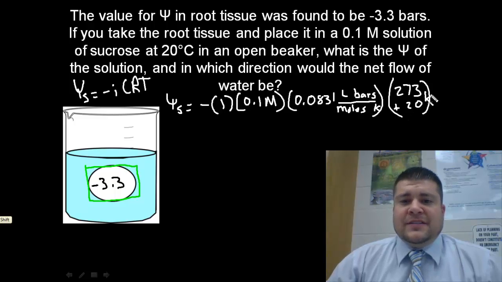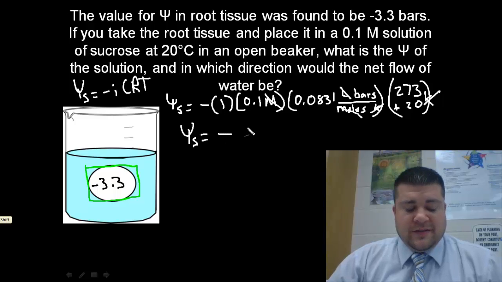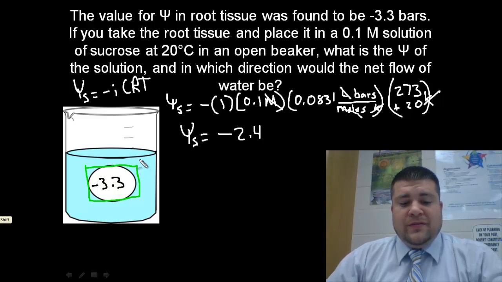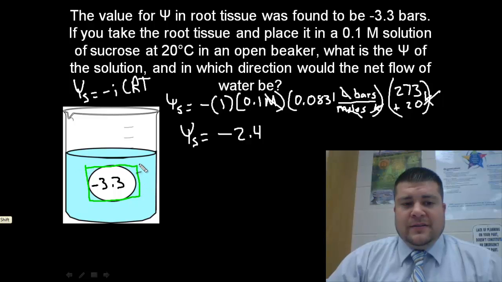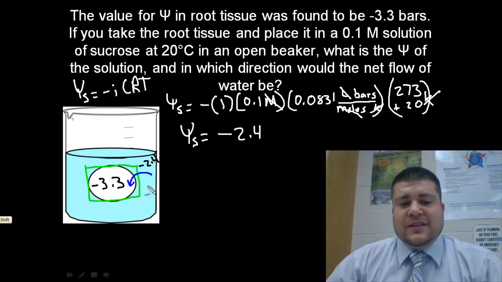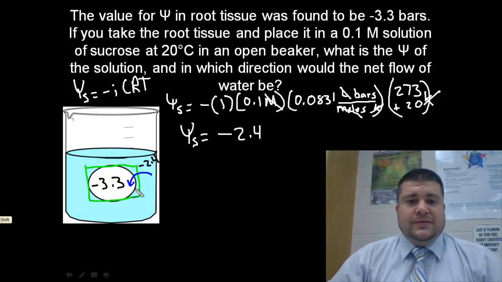And so if Kelvins is on top, let's do all the crossing out here. We've got Kelvins. Moles is moles per liter, so the opposite of that is liters per mole, and we're left with bars. So if we do the psi S and multiply this all out, it's going to be a negative 2.4. So hopefully you guys got that. And if I have negative 2.4 outside the cell, it should be real easy to tell which way the water is going to move. The water will actually move into the cell because this is a lower negative number, or the cell has a lower water potential.